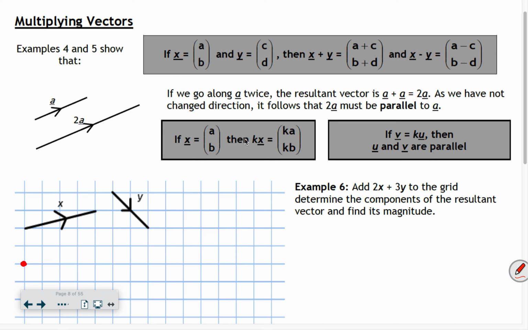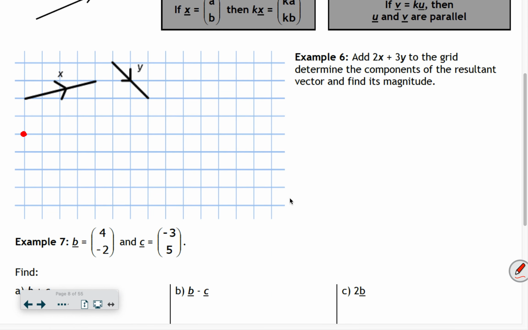Okay? So if we were to go along vector A twice, the resultant vector would be vector A and then the same vector A. So we would call that vector 2A. Since we haven't changed direction, because vector A is going in the same direction, vector 2A has to be parallel to vector A. They have to run in parallel to each other. Okay? So let's take a look at example 6 then.